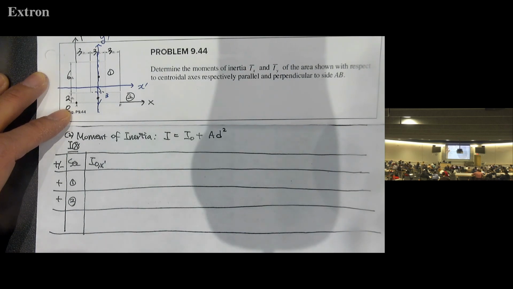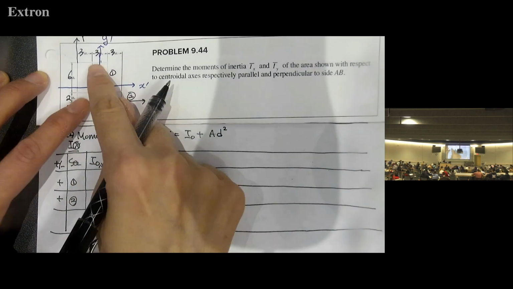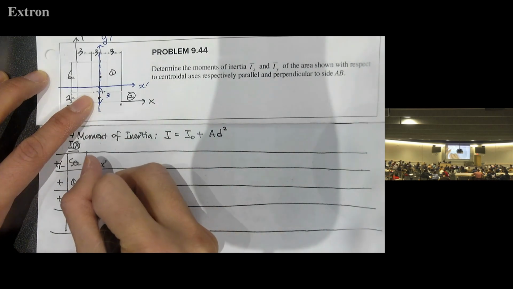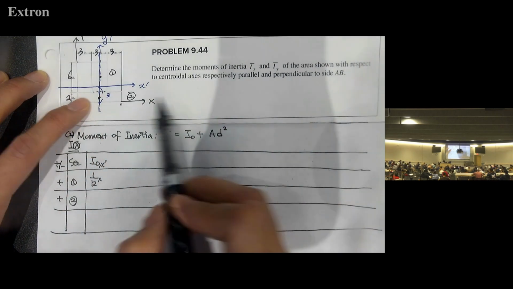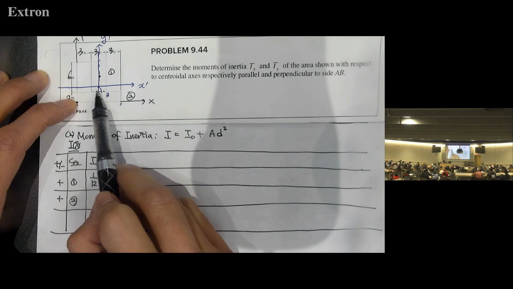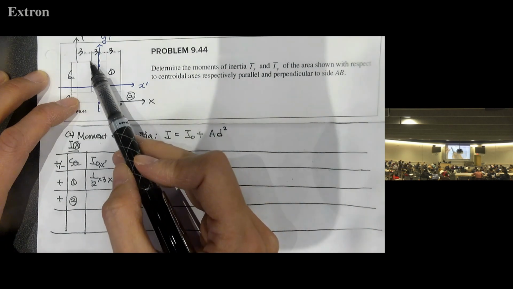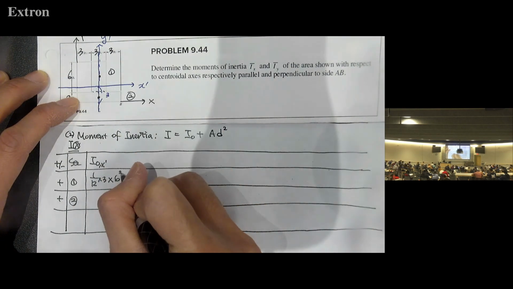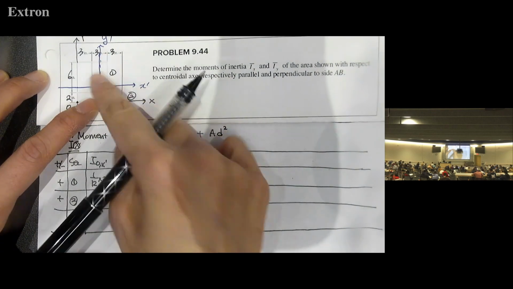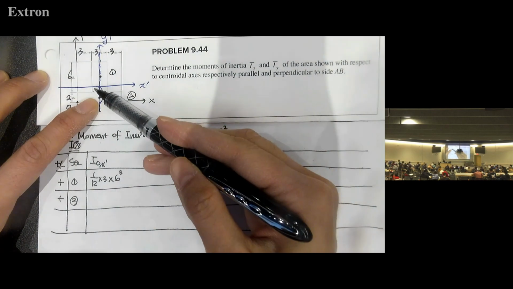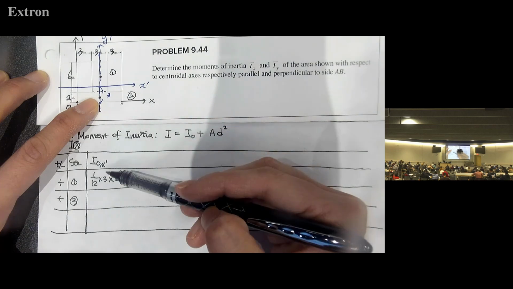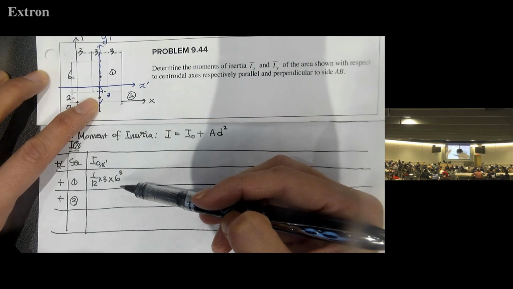I0 is the moment of inertia equation, right? And for a rectangle, we already know the equation: 1 over 12 b h cubed. So for the first section, 1 over 12, what is the base of the first one? 3, and then height, 6. So the first one is 1 over 12, base 3, height 6 cubed. So that is I0.